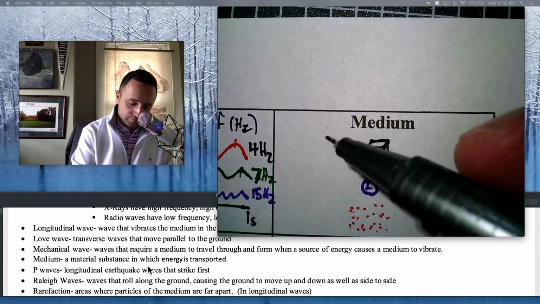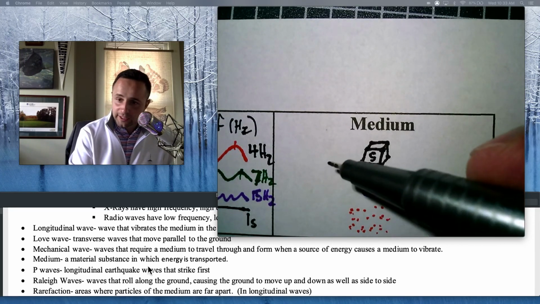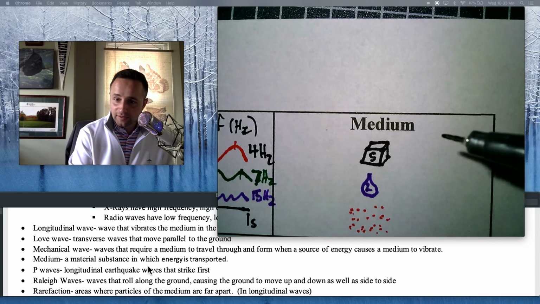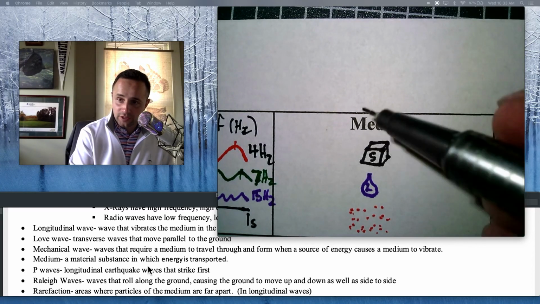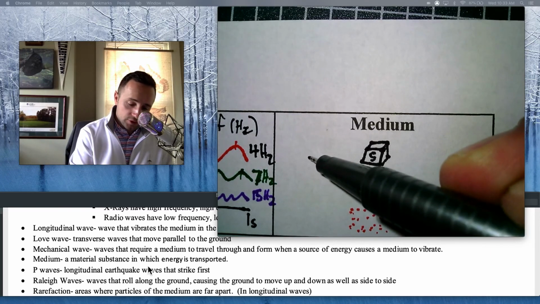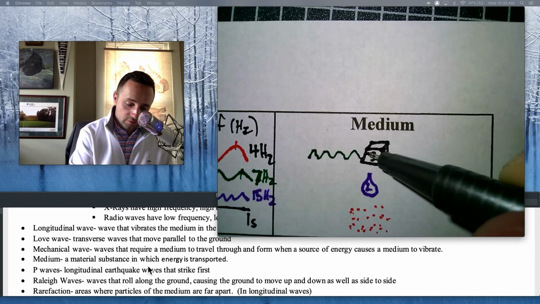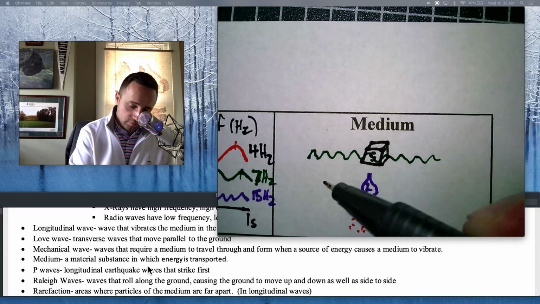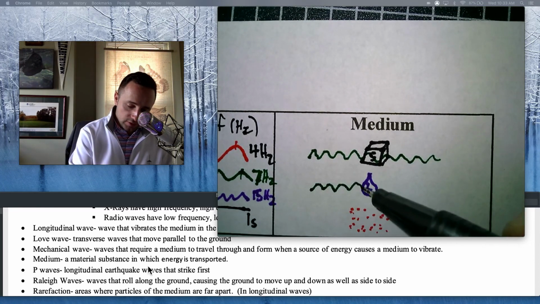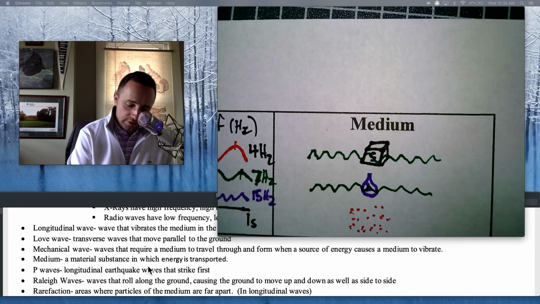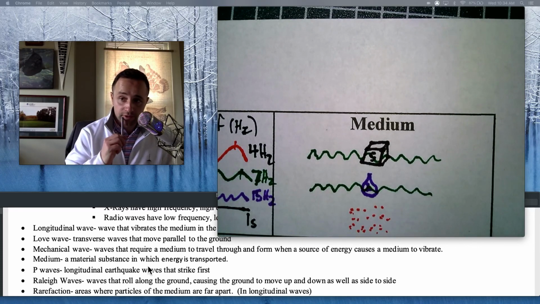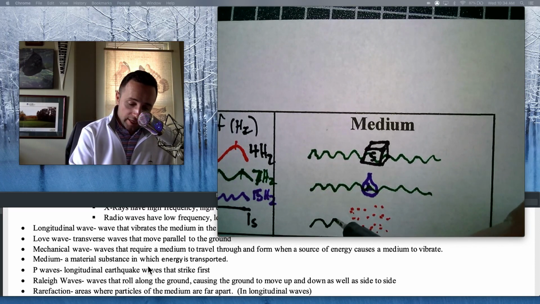All right, now let's show what medium is. It says it's a material substance which energy is transported through. So I'm just going to draw energy transporting through each of these mediums. Right now, just so you guys know, sound energy is being transported from my vocal cords into this microphone. So from here to here, waves are traveling, energy is traveling, and it's traveling through gas.